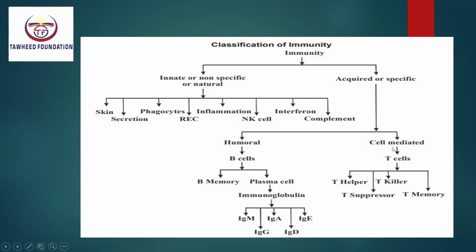Further, it is divided into cell-mediated immunity. Cell-mediated immunity involves T cells. T cells are specialized lymphocytes that do not produce antibodies but help directly attack infected or abnormal cells. T helper cells regulate immune responses, whereas T killer cells, that is cytotoxic T cells, destroy infected or cancerous cells. T suppressor cells inhibit immune responses to prevent overactivity, whereas T memory cells remember past antigen exposure for a quicker response in future.